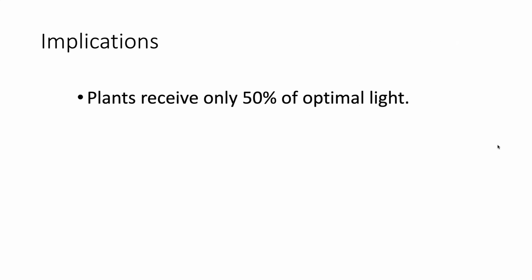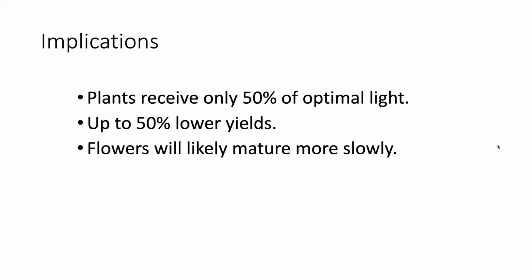The implication of this example is that the plants are receiving only about 50% of the optimal amount of light, which means your yields are going to be up to 50% lower, because we typically go by this 1% rule: if I reduce light intensity by 1%, I reduce the yields by 1%. But another interesting thing that we found is that when you provide the proper amount of light intensity, the flowers mature faster. So if you're providing too little intensity, it's going to take longer for your flowers to mature.